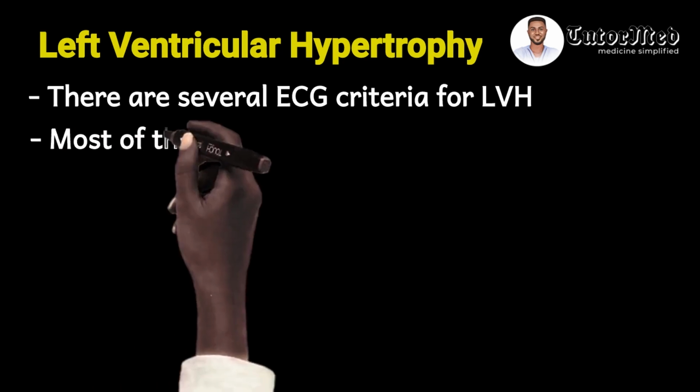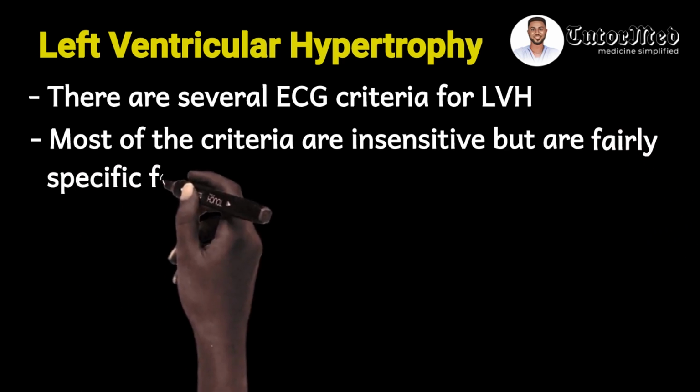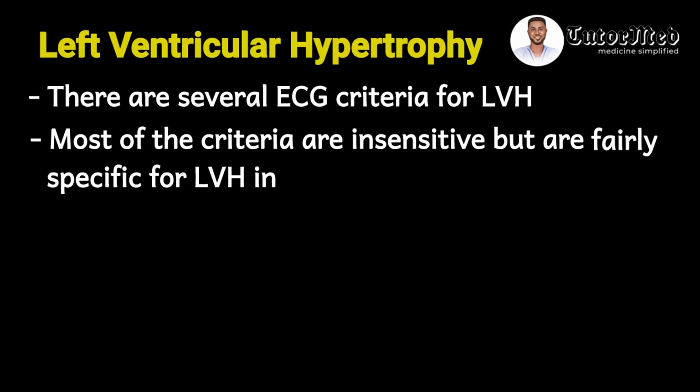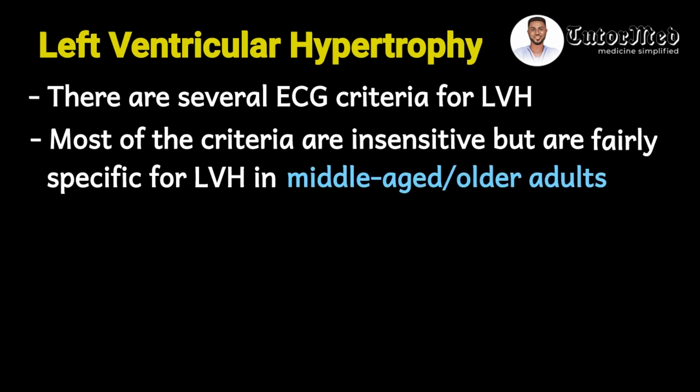Now, most of these criteria are insensitive, meaning even when a patient has left ventricular hypertrophy, the criteria will not pick it up. However, they are fairly specific for left ventricular hypertrophy, meaning once they pick it up, the chances that the patient has left ventricular hypertrophy are very high. And this fairly good specificity is for middle-aged or older patients. For younger patients, the criteria is neither sensitive nor specific.